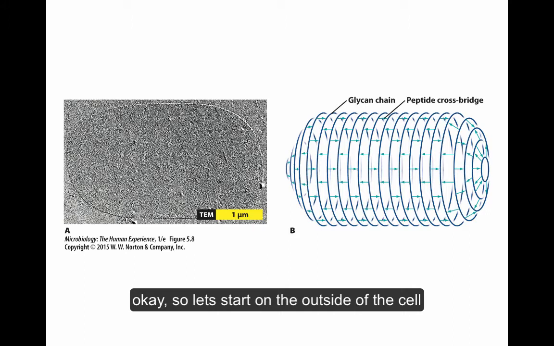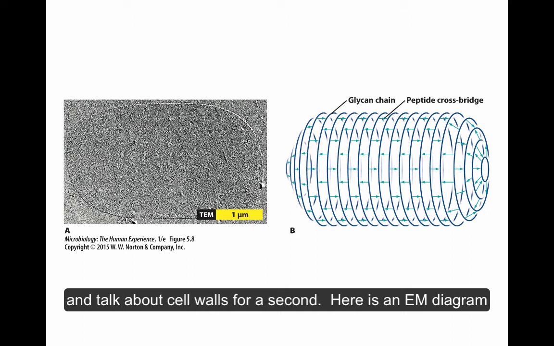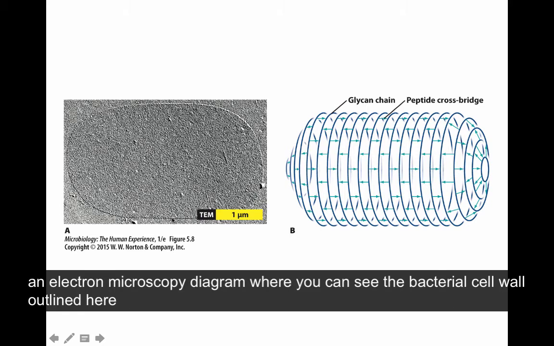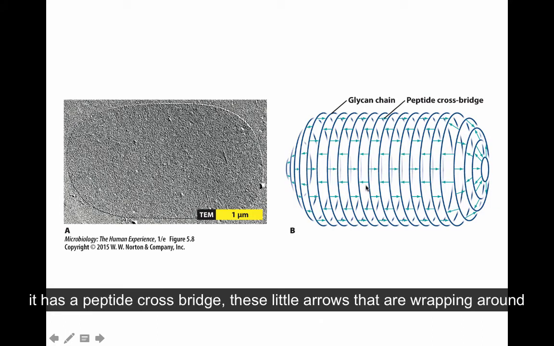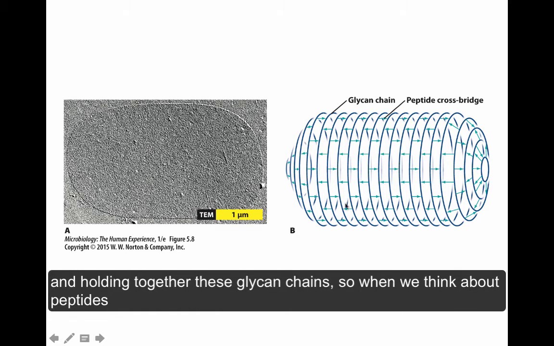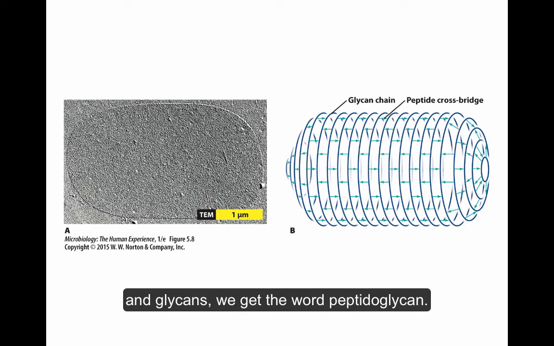Okay, so let's start on the outside of the cell and talk about cell walls for a second. Here is an EM diagram, electron microscopy diagram, where you can see the bacterial cell wall sort of outlined here. And it's made up of two basic parts. It's got a peptide cross bridge, these little arrows, that are wrapping around and holding together these glycan chains. So when we think about peptides and glycans, we get the word peptidoglycan.